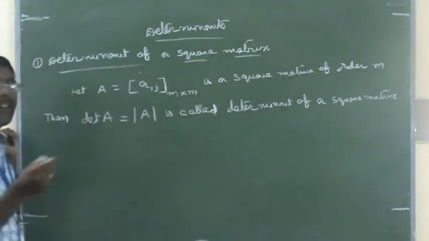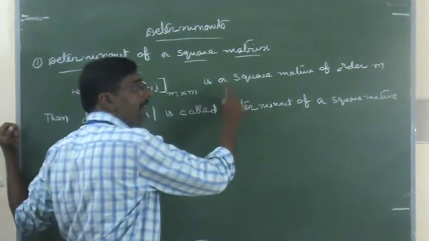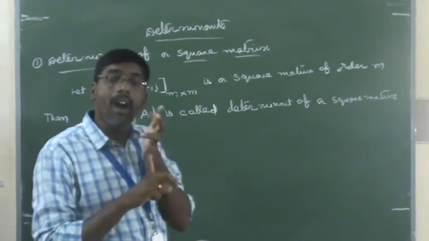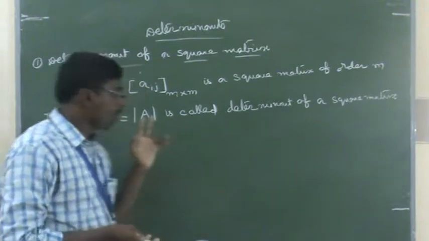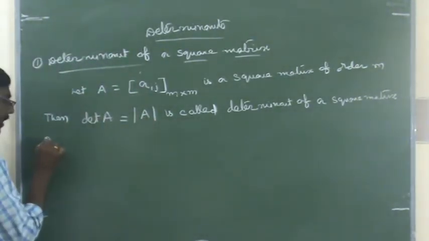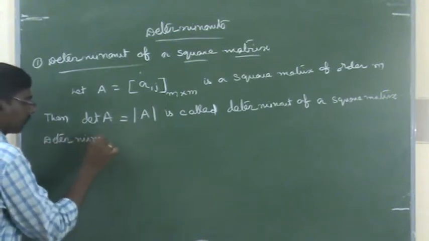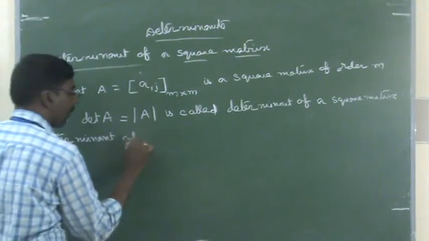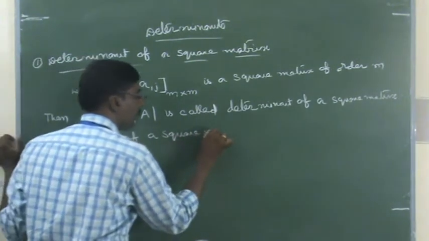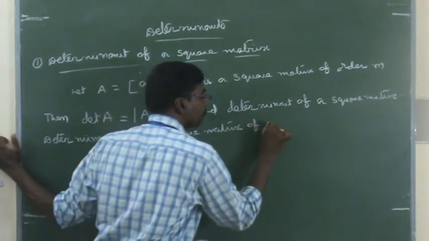How this definition will be implemented for the determinant of a square matrix of order 2 by 2 or order 3 by 3, that we will discuss. So this is the definition of the determinant of a matrix. Then the determinant of a square matrix of order 2.